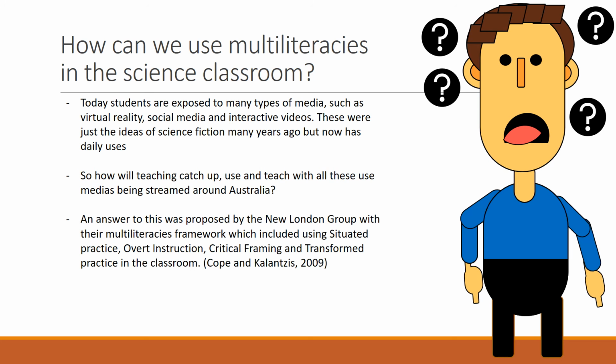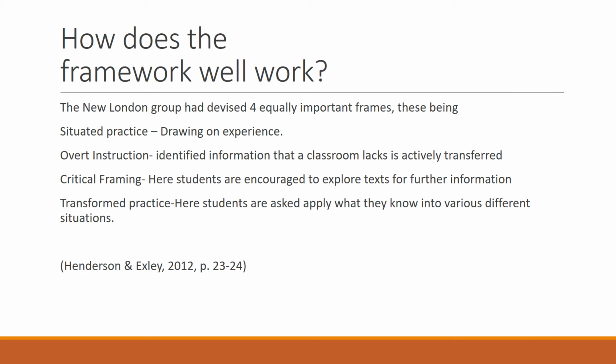The New London Group had devised four equally important frames, all of which encouraged multiliteracies to be incorporated into modern teaching. These are situated practice, where teachers will ask the experiences of students so knowledge and opinions can be shared. Overt instruction, where our teachers identify what information a classroom may be lacking in and provide crucial understandings within that subject. Critical framing, where students are encouraged to ask questions and explore text further in a social and cultural context. Transformed practice, where students are pushed to show what they have learned and apply it in various situations.